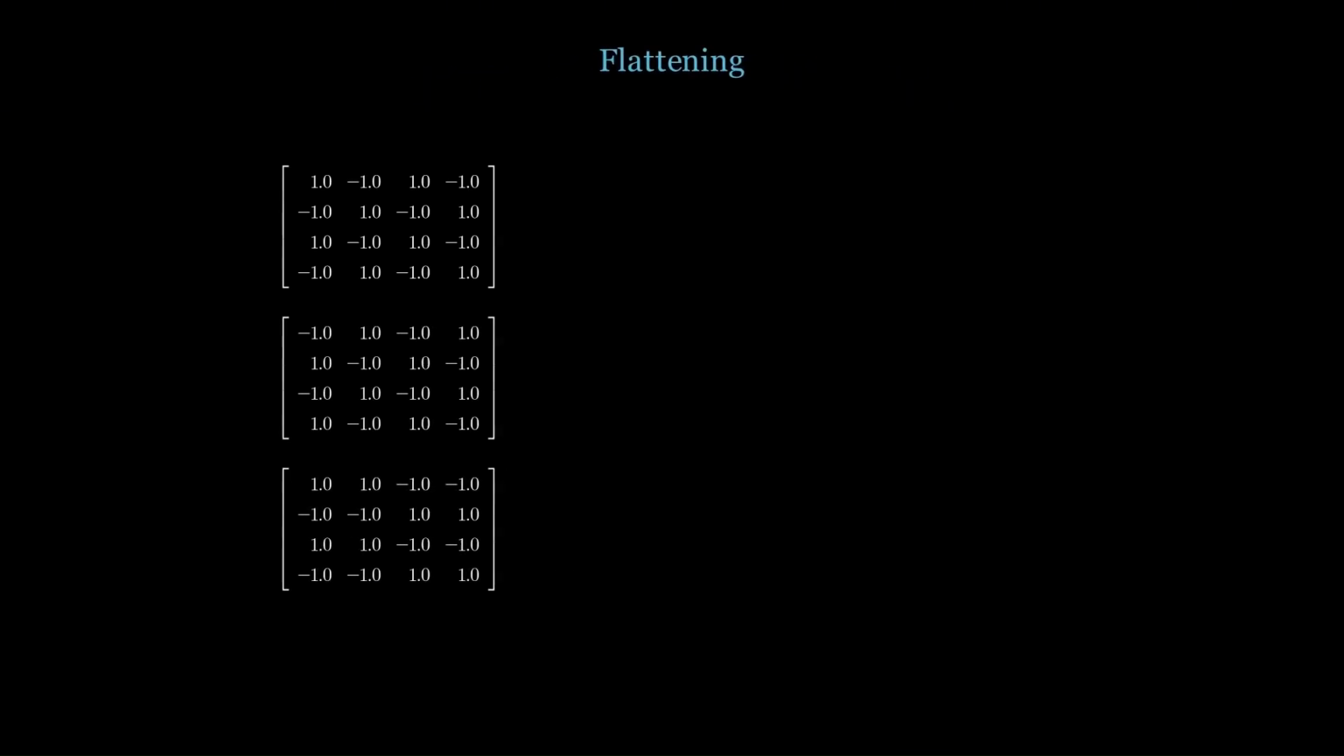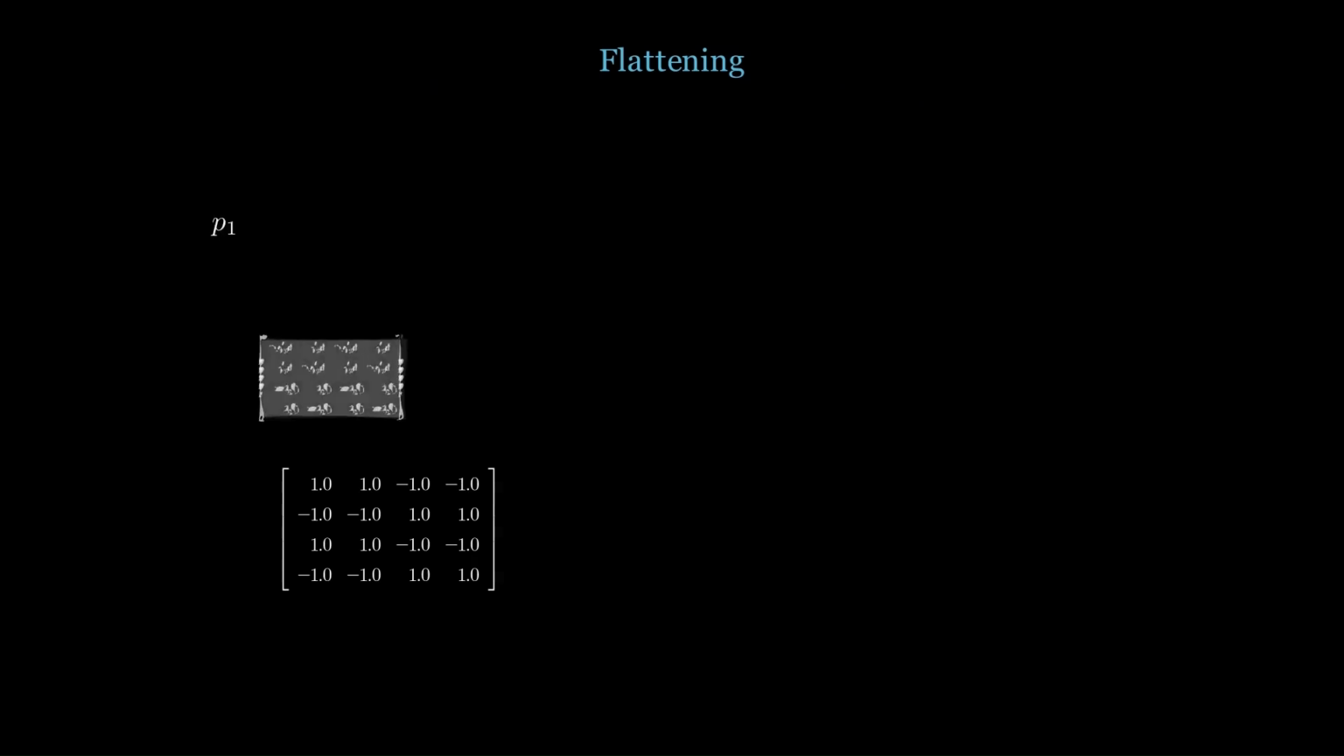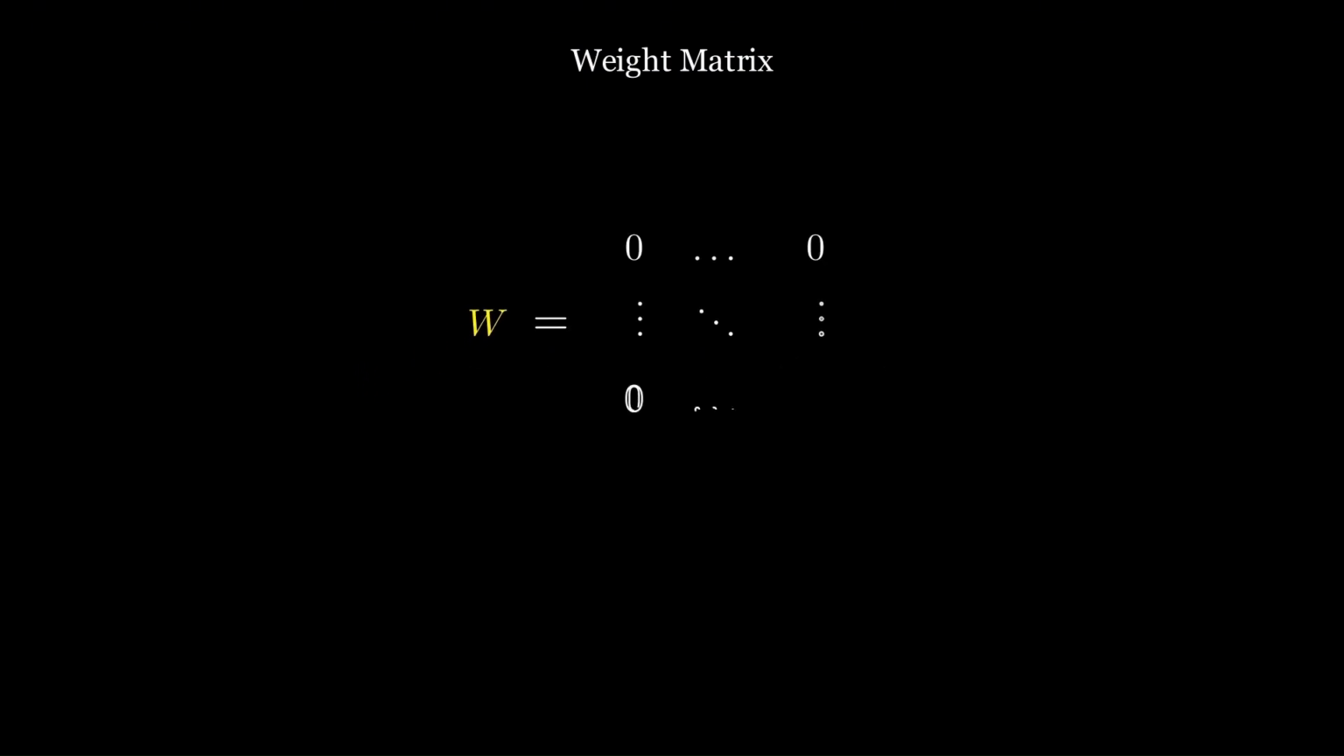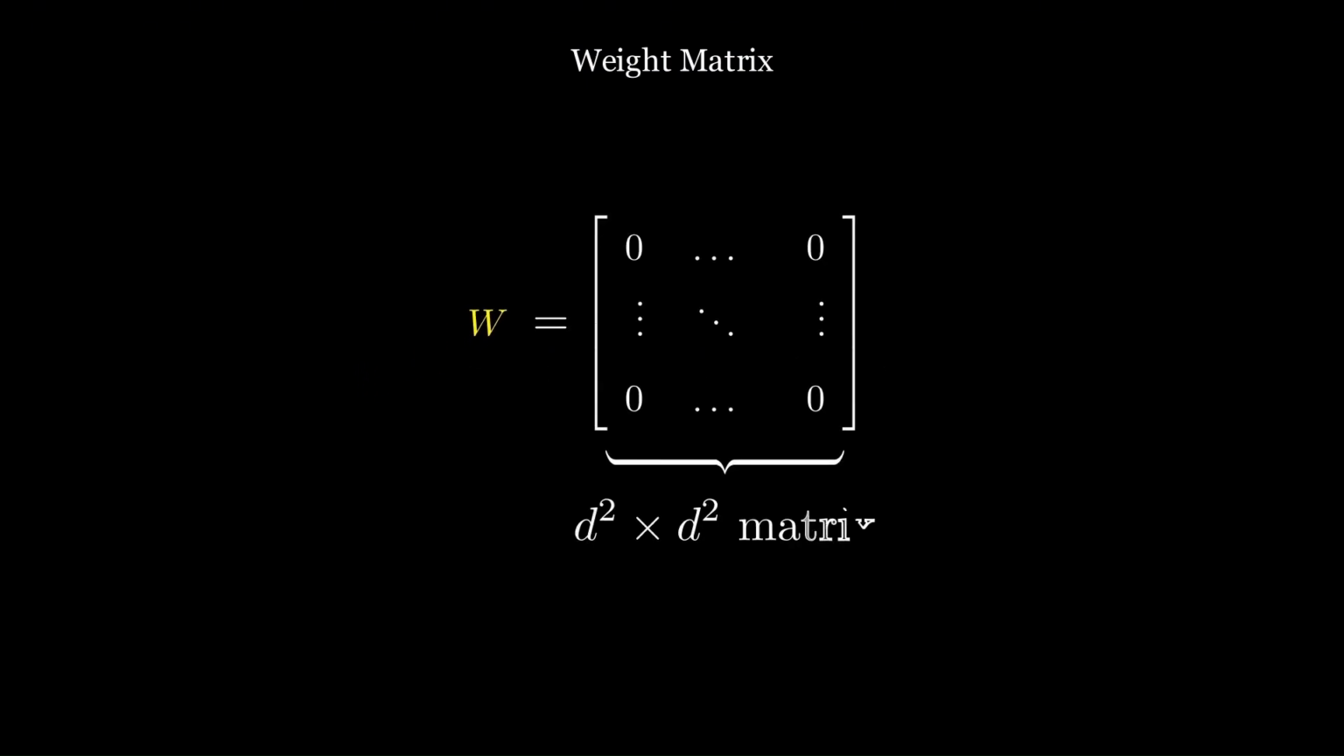Next, we flatten the image matrix into a d-squared size vector, where d is the edge length of each image. We will then initialize a weight matrix, denoted as W, constructed as the sum of the outer products of each vector with itself.